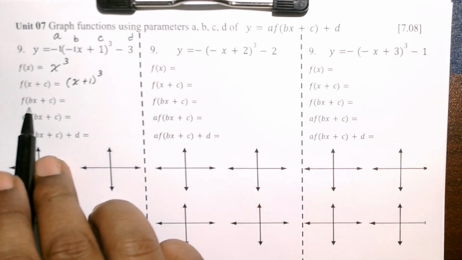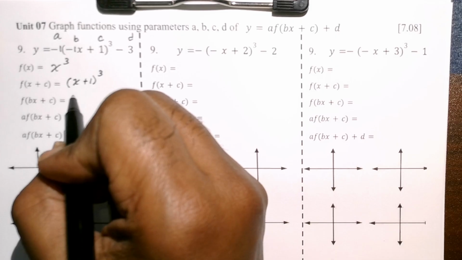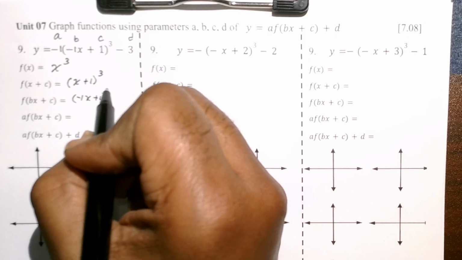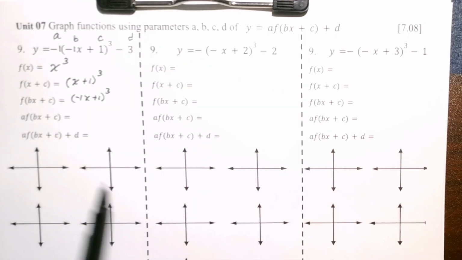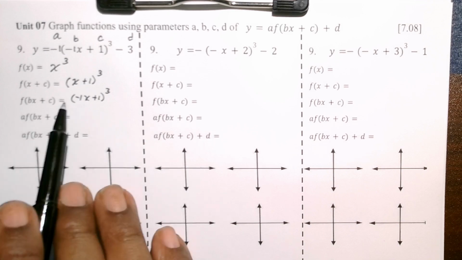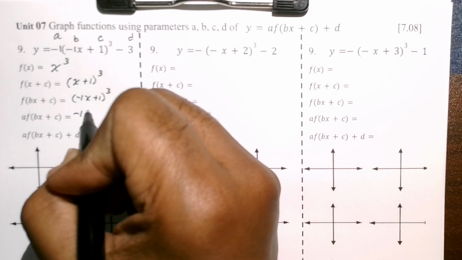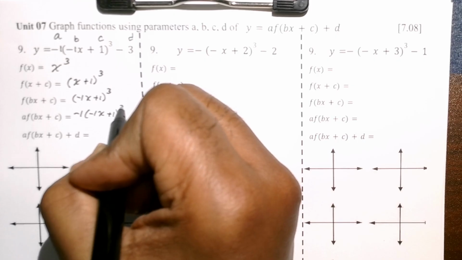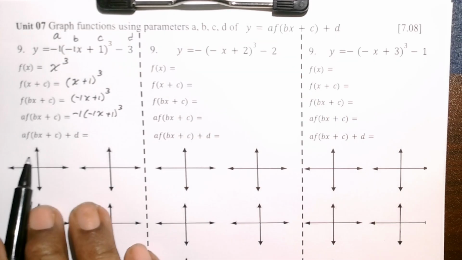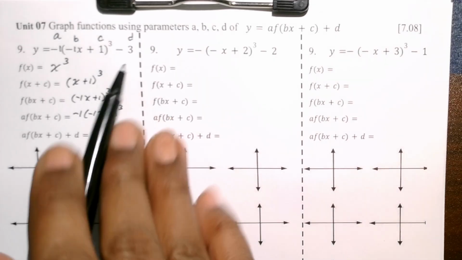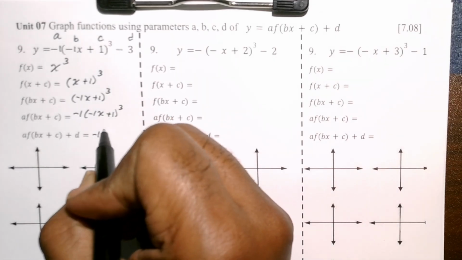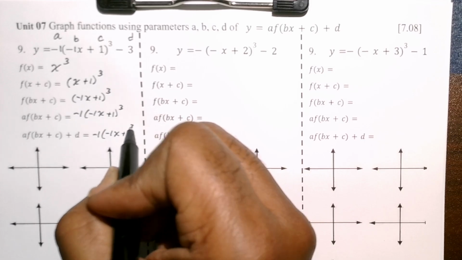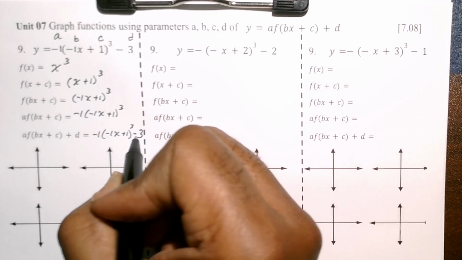Then we'll add on the B parameter, which puts a negative 1 on the x. So we have a parentheses, negative 1, x plus 1 all to the third power. Then next we put the A parameter on here, which is the negative 1 on the outside, negative 1 on the x plus 1 all to the third power. And finally, we're going to add the D parameter, which is the minus 3. So now we have minus 1 parentheses minus 1x plus 1 to the third power minus 3.